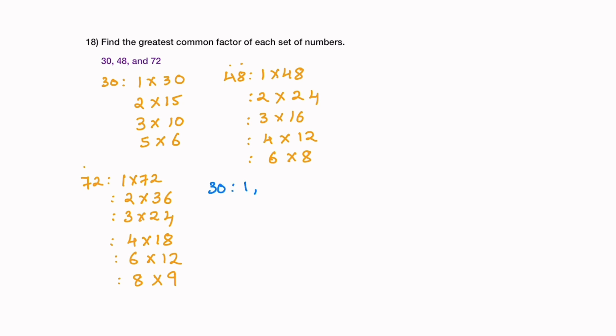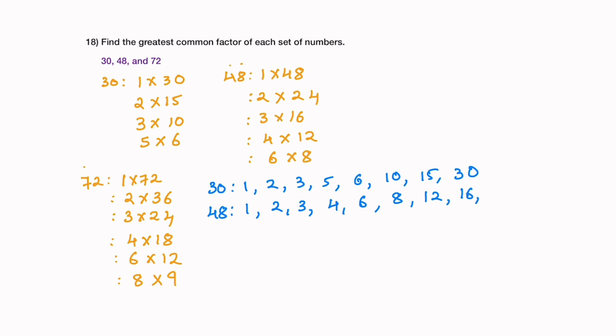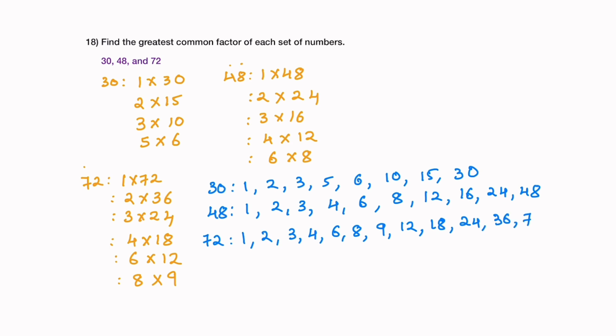30 has factors 1, 2, 3, 5, 6, 10, 15, and 30. 48 has factors 1, 2, 3, 4, 6, 8, 12, 16, 24, and 48. And last, 72. 1, 2, 3, 4, 6, 8, 9, 12, 18, 24, 36, and 72.